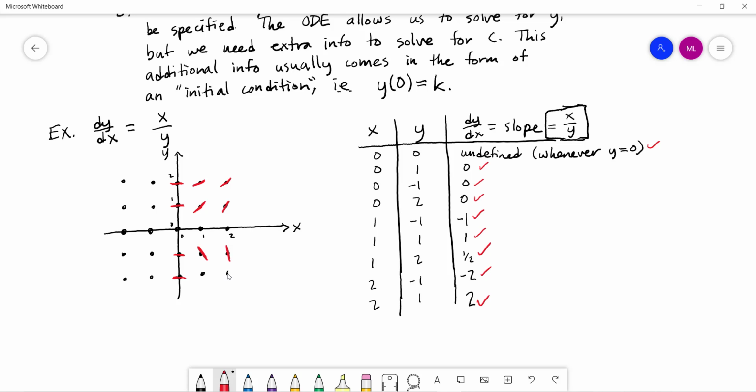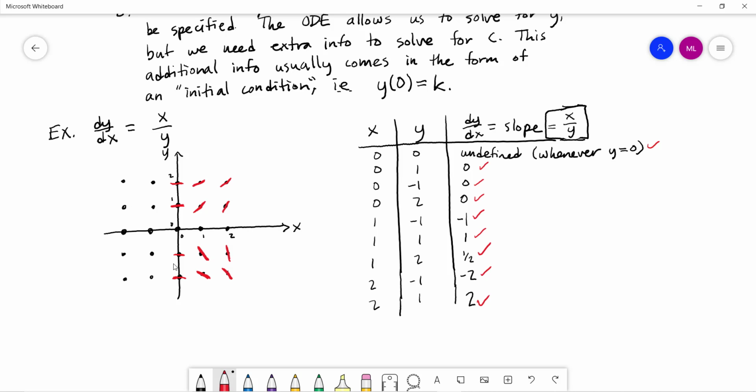Down here, the point 2, negative 2. What is 2 divided by negative 2? That is also going to be negative 1. And so that's going to be that same slope. This is the point 1, negative 2. So if I go 1 over negative 2, that's negative a half. So that's going to have a slope like this. It's still going down, but not as steeply as this one here.